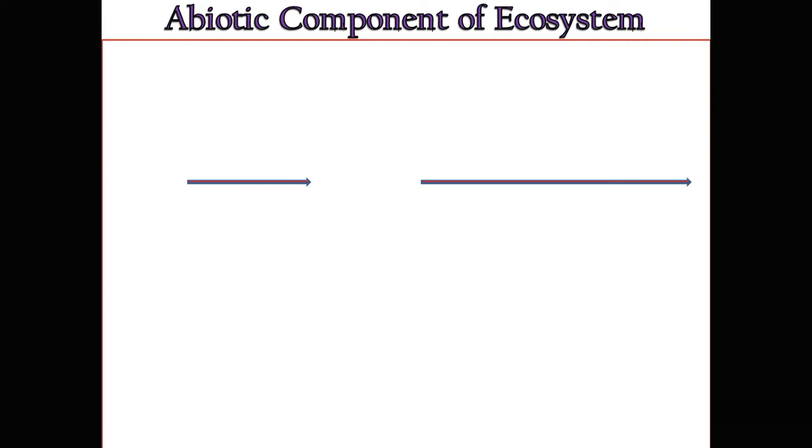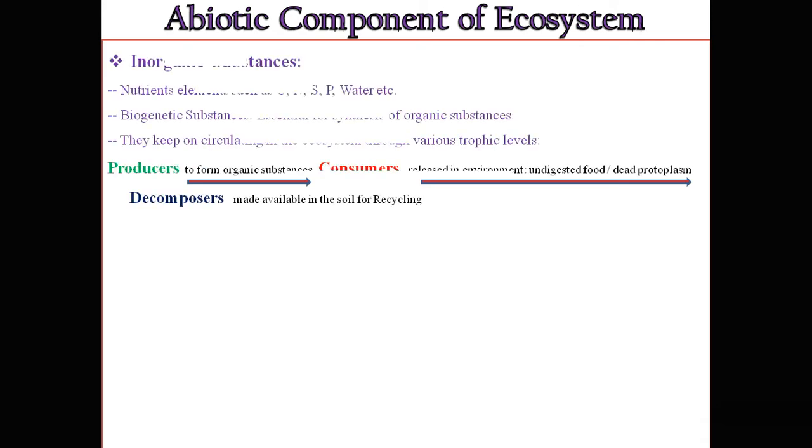The term abiotic means non-living, and thus the abiotic components refer to non-living elements present in the ecosystem. So the first abiotic component is inorganic substances. The inorganic substances include different types of nutrient elements such as carbon, nitrogen, sulfur, phosphorus and water. These elements are essential for the synthesis of organic substances, and that is the reason they are called biogenetic substances. So inorganic substances are called biogenetic substances.